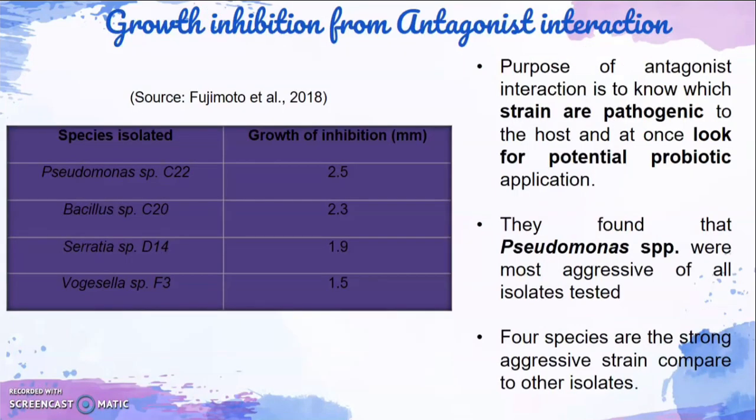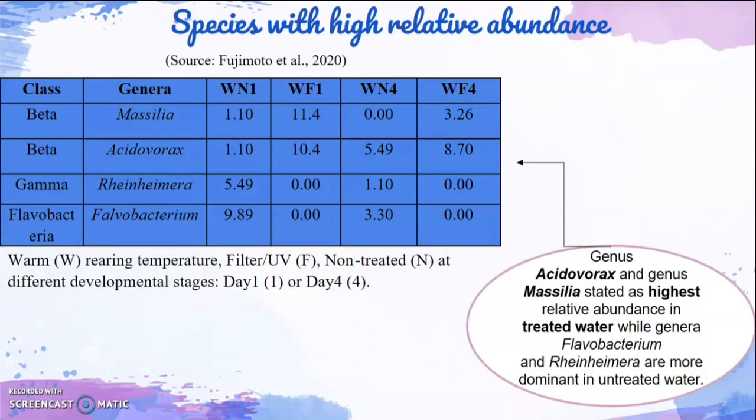Next is growth inhibition from antagonist interaction. Fujimoto et al. 2018 did an antagonist interaction between 25 identified isolates in order to know which strains are pathogenic to the host and look for potential probiotic application. They found that Pseudomonas species were the most aggressive of all isolates tested. The table shows the 4 species that are strong aggressive strains compared to other isolates.